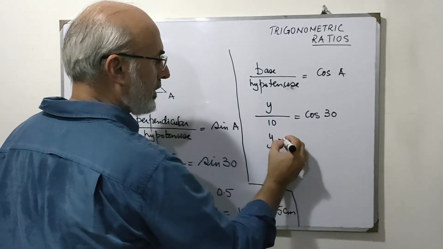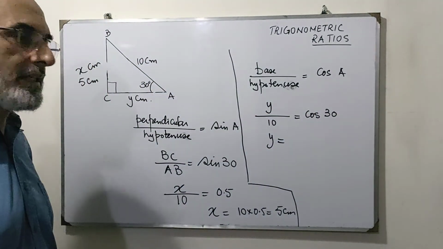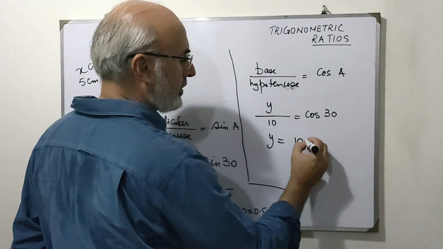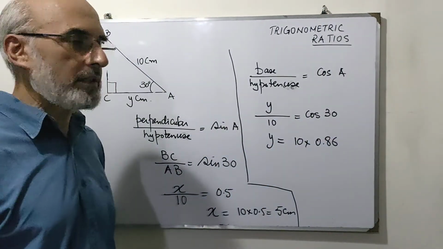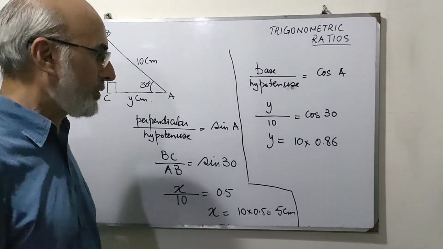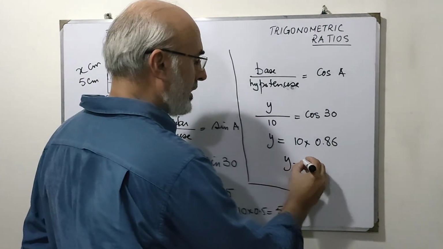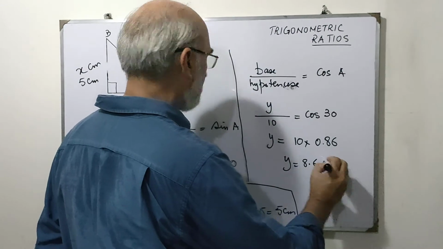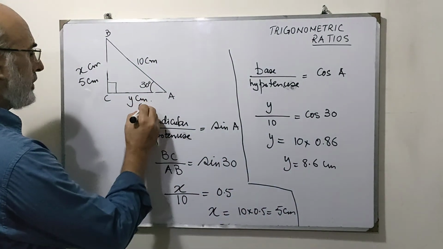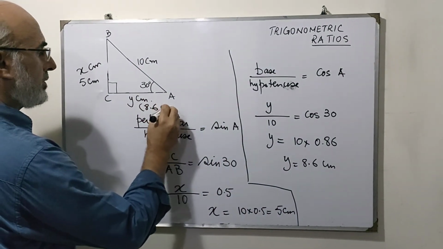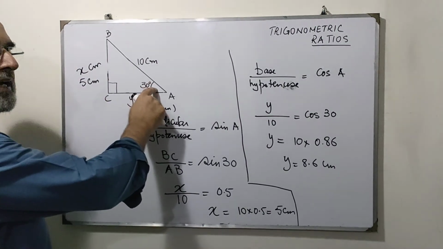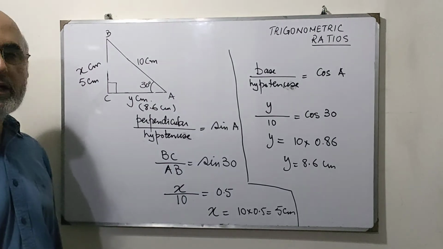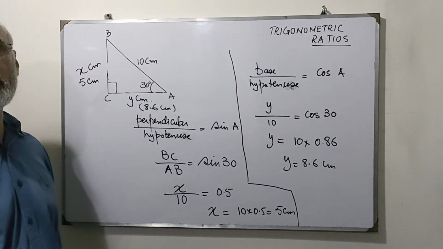So y is equal to 10 into cos 30, which is 0.86. You can apply the calculator and find out the values. So y is 8.6 cm. So I have this value, 8.6 cm. Pretty easy, right? So using this angle and this given side, I have the unknown sides.